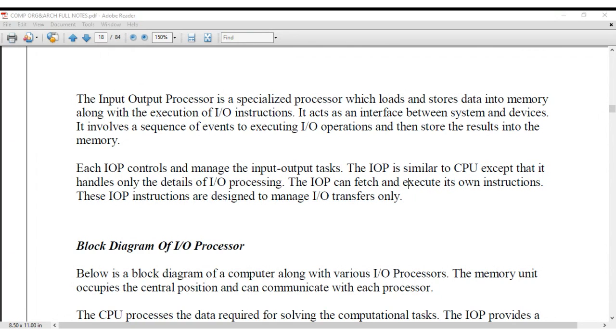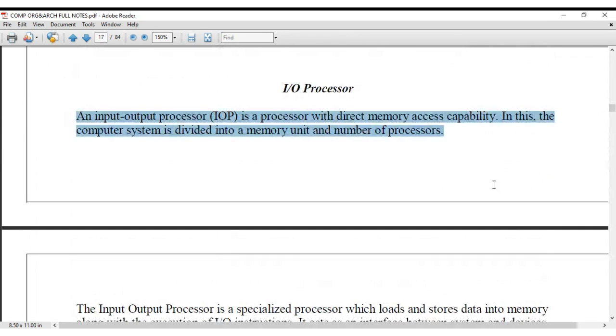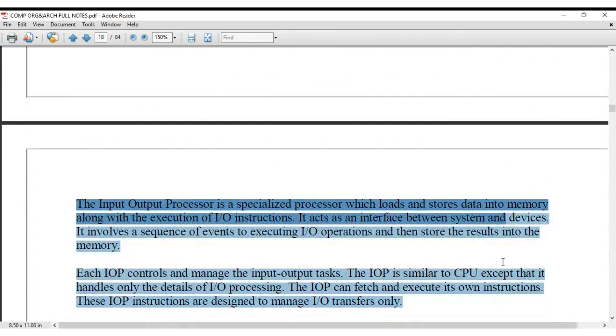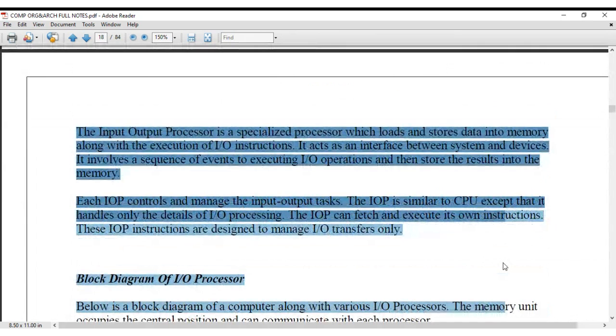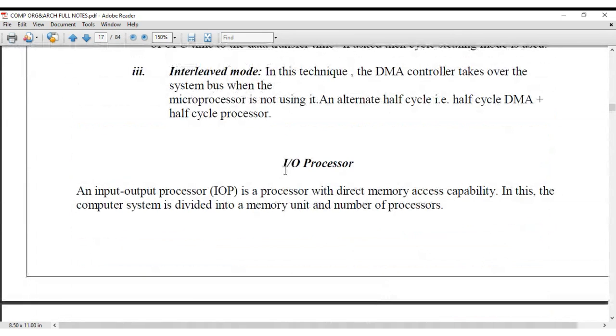The reason I read for you is so that you can capture basically the essence of that particular item, so that when I discuss it, you can relate to what we just read. So basically, the IOP is a specialized processor. These are specialized processor chips for input output devices.